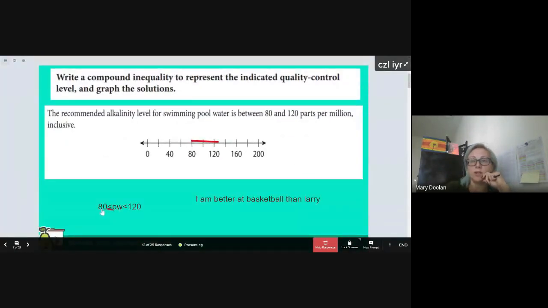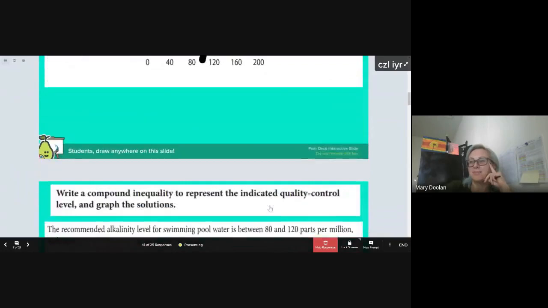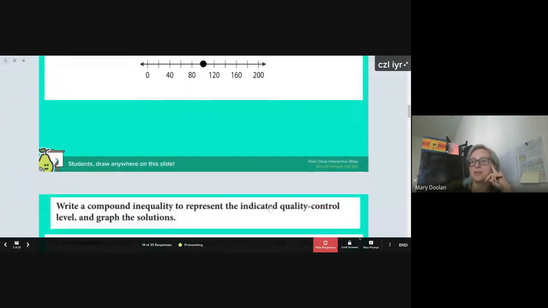Okay, and they wrote it here, 80 is less than or equal to, they said pool water is their variable, and then is less than or equal to, you know, they might still be working, so or equal to 120. So Larry and Kobe are arguing over basketball.